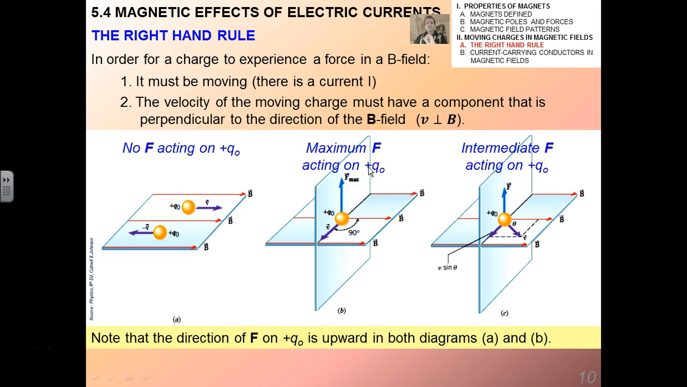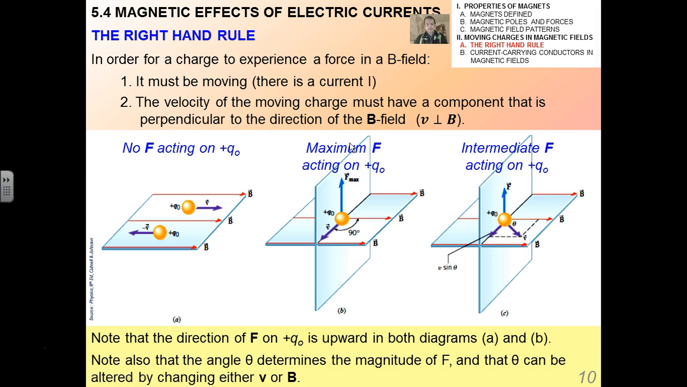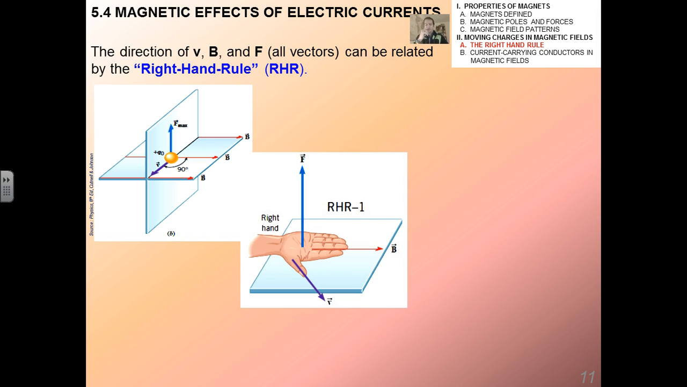Note that the direction of the force on q naught would be upward in both diagrams. You see how this F max is upward and this F is upward? That's an application of the right-hand rule, which I'm about to explain to you. Also note that the angle theta determines the magnitude of F, and that theta can be altered by changing either V or B. You can either change the velocity or the magnetic field in order to change that angle theta. All three of these vectors, V, B, and F, can be related by what's called the right-hand rule.